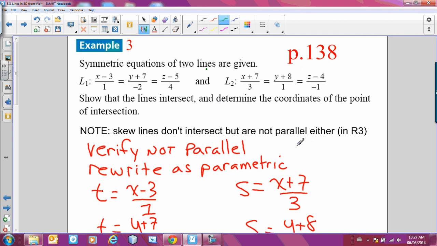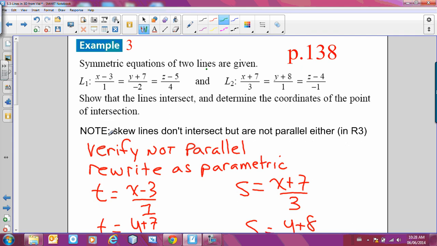So the first thing is just a quick little note here. Now that we have a third dimension, we do have the possibility of another outcome. When we dealt with straight lines in 2 dimensions, and certainly in grade 9, 2 lines could be parallel, they could cross at a single point, and they could be the exact same line just written differently. So we had three possibilities there.